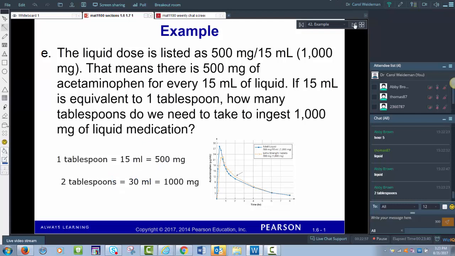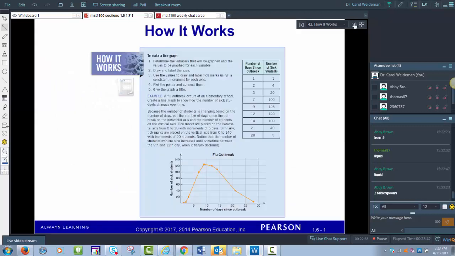All right, and then one last thing from your book. And this just talks about how to make a line graph. So when you're making a line graph, you want to look at the range of the values for what you're going to put on X, the range of what you're going to put on Y, and that will help you figure out your scale. And then you simply plot each ordered pair, (1, 1), (2, 4), (3, 20), (7, 100), etc. And then those are the points that are plotted here on the graph. And this is a problem about a flu outbreak.